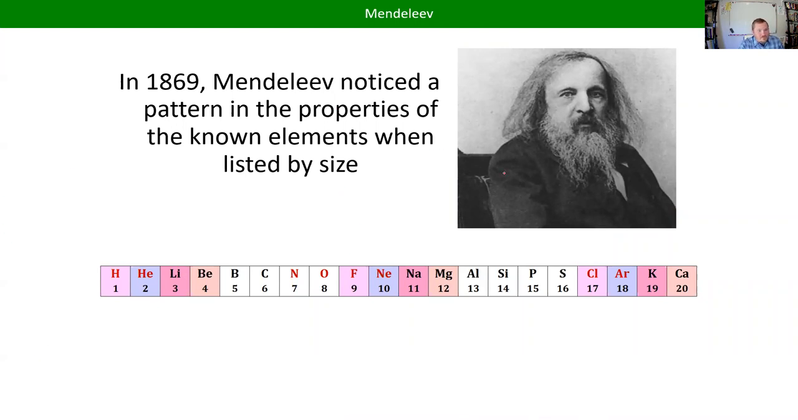So Dmitri Mendeleev was a Russian chemist in the 1800s. And here's one of the few pictures that we have of him, from before photographs were common. So in all of his pictures he looks sort of unhinged, like a lot of old photographs. And he has a very fascinating life story, in that it's sort of like a Russian tragedy. It's like a Tolstoy novel.